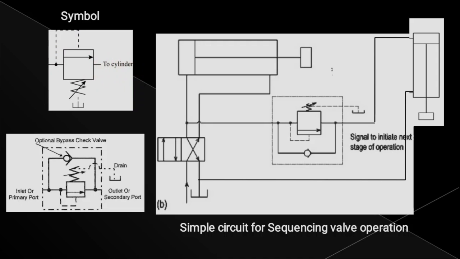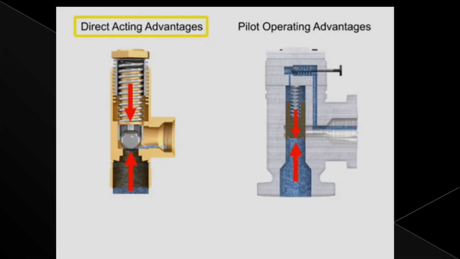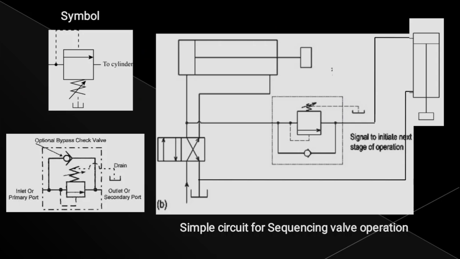But in the pressure relief valve, what happens? You can see in the pressure relief valve, it is sending this liquid to the tank. It is sending the liquid to the tank. So that's why it is a pressure relief valve. In the sequencing valve, what happens? The liquid is going to be transferred to the next cylinders. So that's why it is used for the sequencing operation, for the next operation.